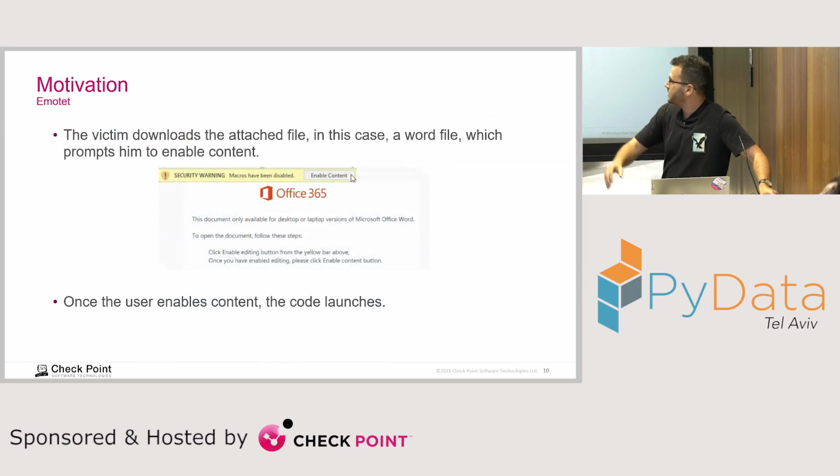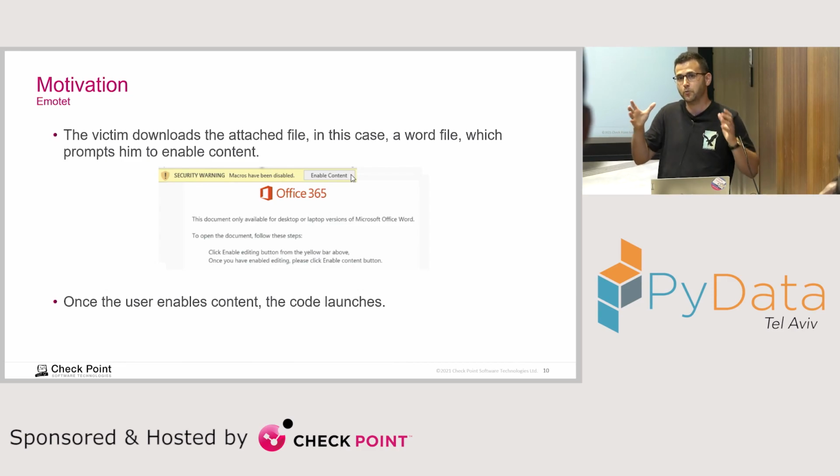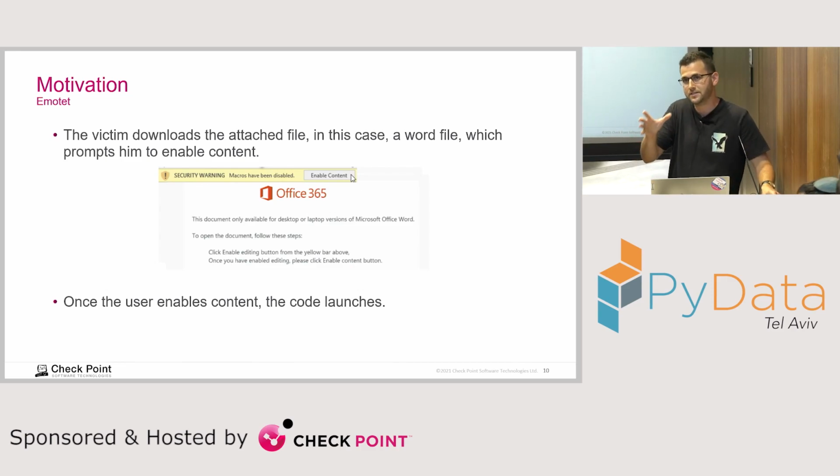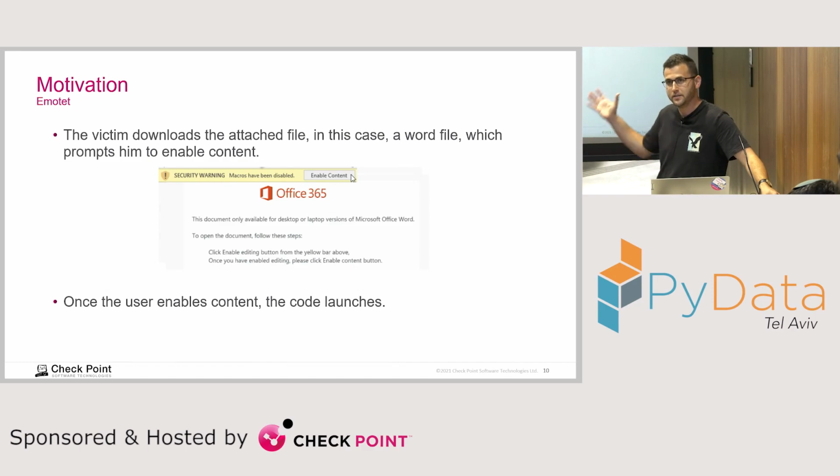Once the victim downloads the attached file, he has to see what he has to pay. He has this sense of urgency. He just clicks enable content right away. And once he enables the content, the code launches. Now that's where we dive in. That's what we're interested in. We're interested in analyzing the source code and not analyzing the document and the email. DeepVBA just looks at the code itself.